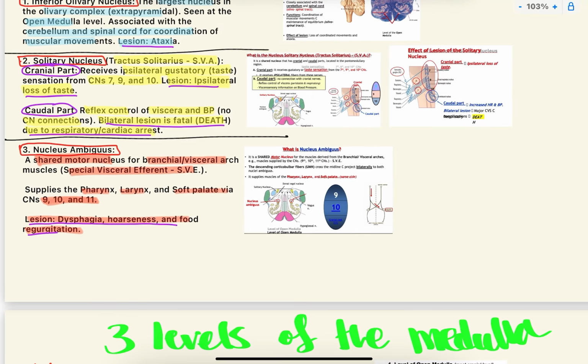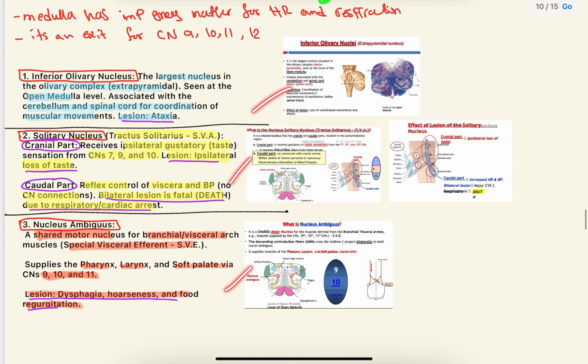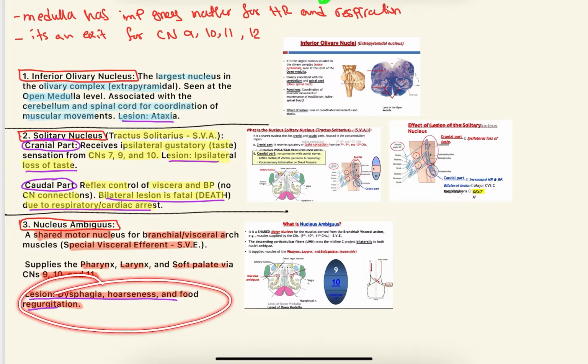and food regurgitation. So it's very important to know what each nucleus is associated with. This one with ataxia, the cranial part is for taste, the caudal part for death, nucleus ambiguus is for dysphagia, hoarseness, and food regurgitation.